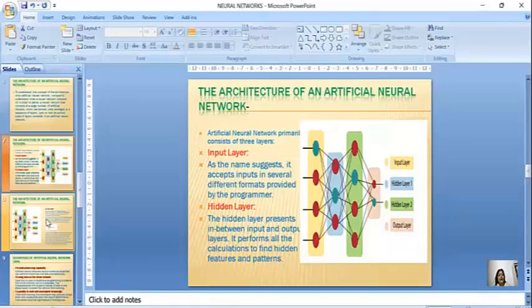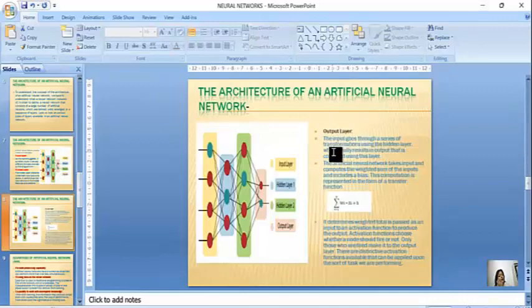All right. Now, next is the output layer. Now, what is the output layer? The data goes through a series of transformations using the hidden layers, which finally results in the output that is conveyed using this layer. So output is possible with the help of this output layer, and the output is only possible through the transformation of the data through the various layers.